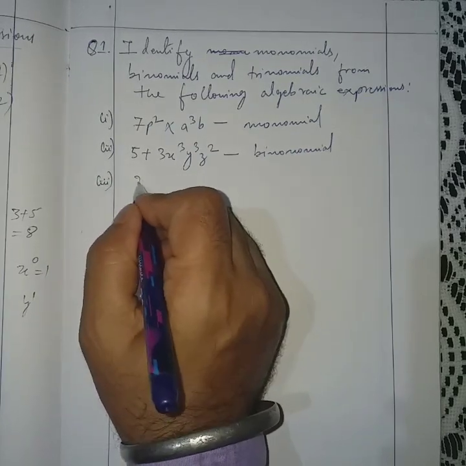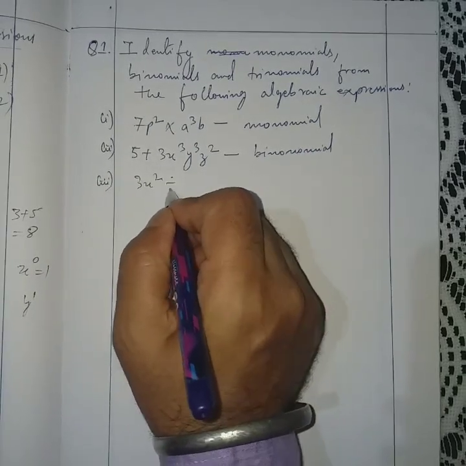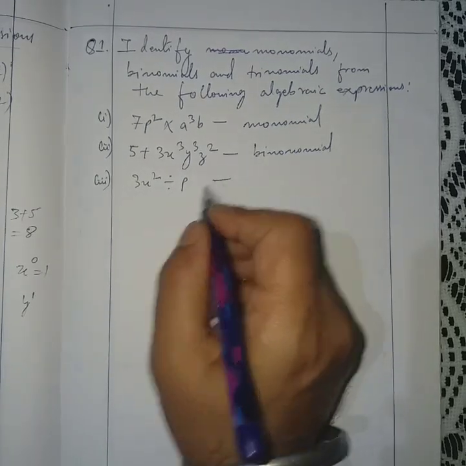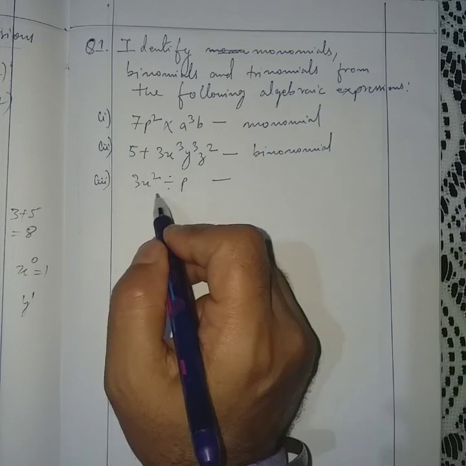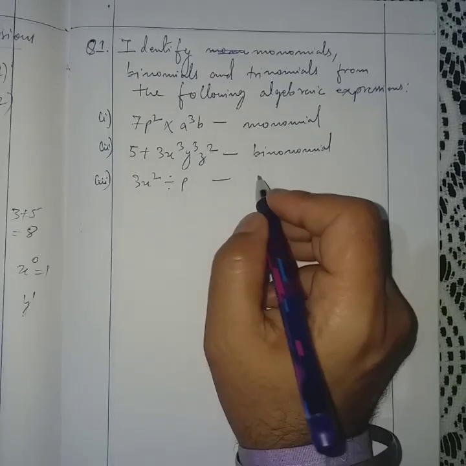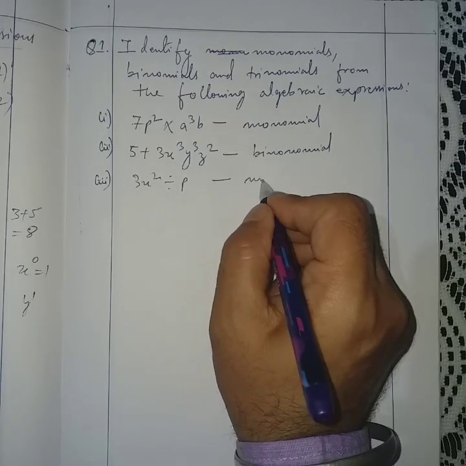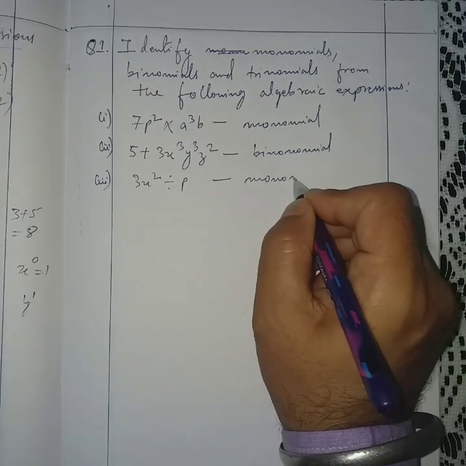Number 3 is 3x square divided by p. This is a monomial because plus and minus only separate the terms, so this is a single term. Okay, monomial.